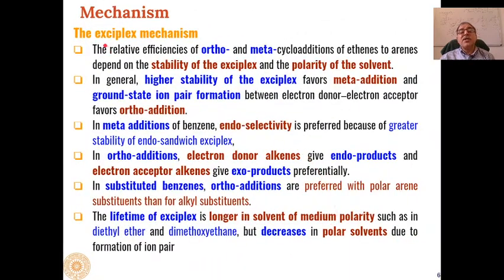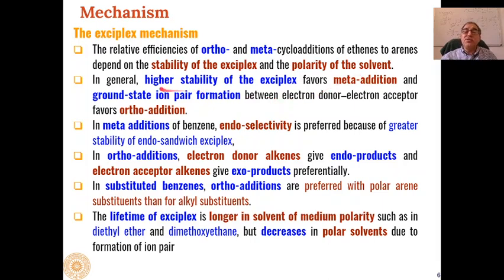Now, as far as the exciplex mechanism is concerned, this is the more generalized mechanism. According to this mechanism, the efficiency of ortho and meta cycloaddition in the case of aromatic systems to ethenes depends on two factors. One is the stability of the exciplex which is formed, and the other is the polarity of the solvent. So we will discuss one by one how the stability of the exciplex will affect the formation of different types of cycloaddition, and how the polarity of the solvent will affect these cycloadditions.